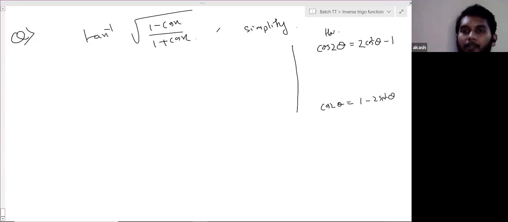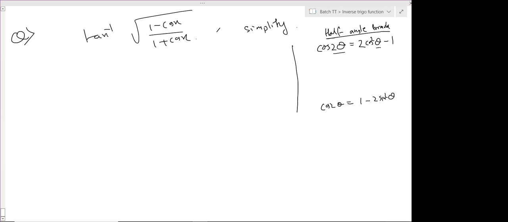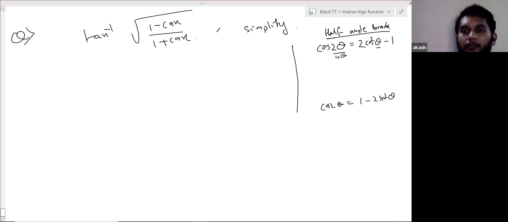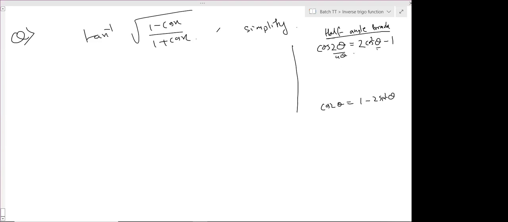These are called half angle formulas. Why half angle formula? For 2 theta, the angle becomes theta. If it was theta, the angle would have become 2 theta. If it was 8 theta, you just half it, 4 theta. This thing is clear? Yes, sir.